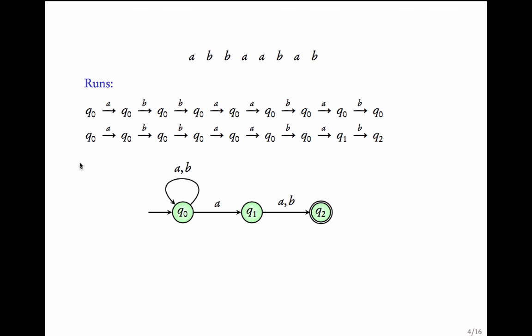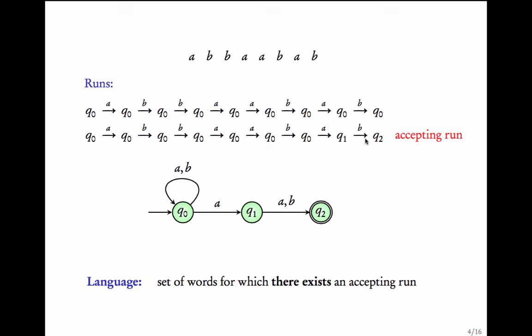However, there is another run where the automaton stays in Q0 till this point, till it reads a B, and on seeing this A, the automaton takes this transition, goes to Q1, and on a B, takes this transition to go to Q2. This run ends in an accepting state, and hence this run is called an accepting run. A word is accepted if there exists an accepting run. So for this word, here is an accepting run, and the language of this automaton is the set of words for which there exists an accepting run.